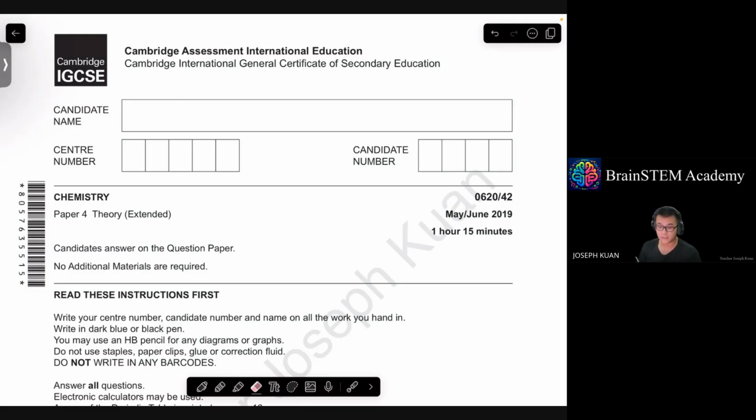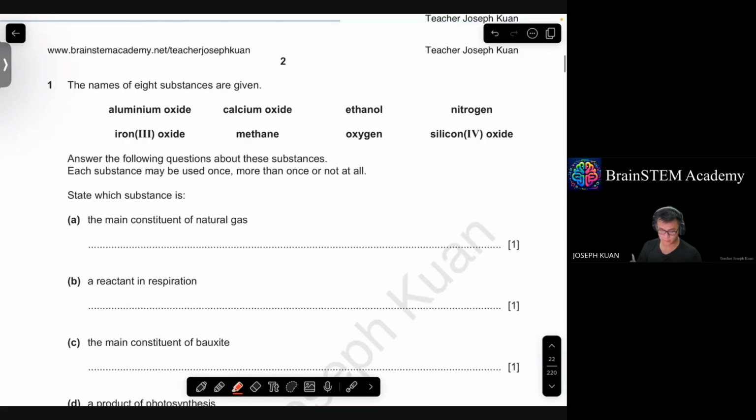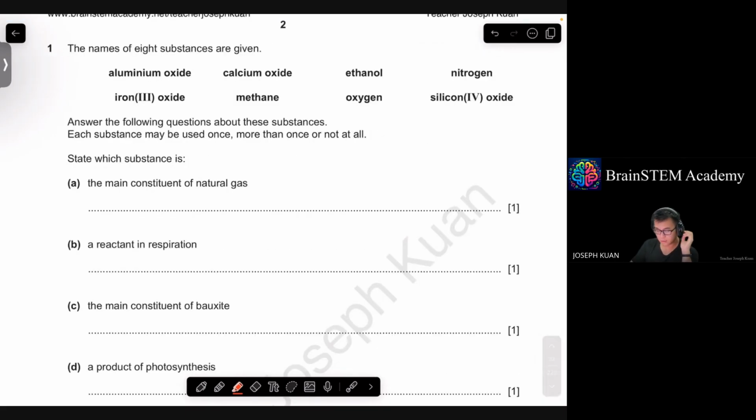This is Cambridge IGCSE Paper 4 Chemistry, Theory Extended, May-June 2019. Question number 1. The names of 8 substances are given. Answer the following questions about these substances. Each substance may be used once, more than once, or not at all.